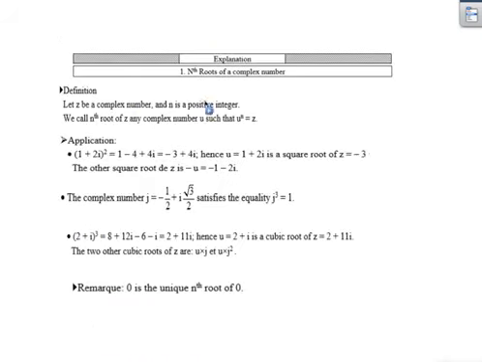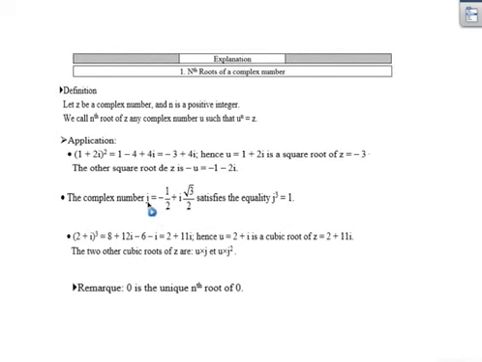Nth roots of a complex number, the definition: if z is a complex number and n is a positive integer, we call nth root of z any complex number u such that u to the power n is equal to z. So u is the nth root of z. Application: (1 plus 2i) squared is equal to minus 3 plus 4i. Then we say 1 plus 2i is a square root of minus 3 plus 4i. And the other square root is minus 1 minus 2i, of course.